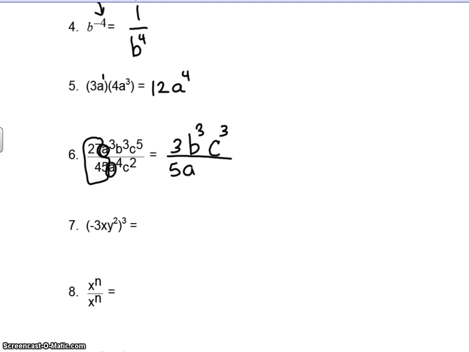Okay, just a helpful little hint there. Wherever your exponent is the largest, that's where the answer is going to go. You're going to find the difference and then put your answer where the bigger exponent was to start with.